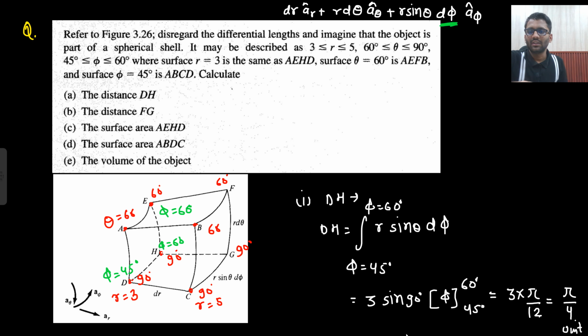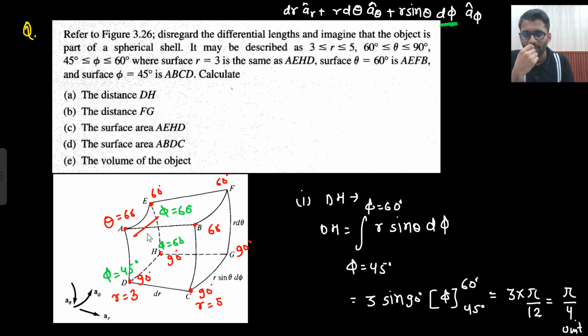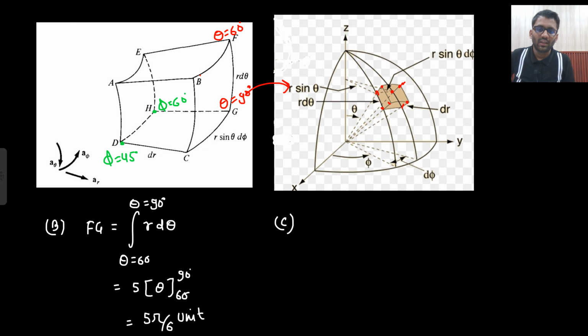In option C, surface area AEHD. This is the surface area. So what is constant here on AEHD? What do you think? Theta is changing from 60 to 90. Phi is also changing from 45 to 60 degree. Phi is changing here, theta is changing here. What is constant? Only R is constant. So AEHD.